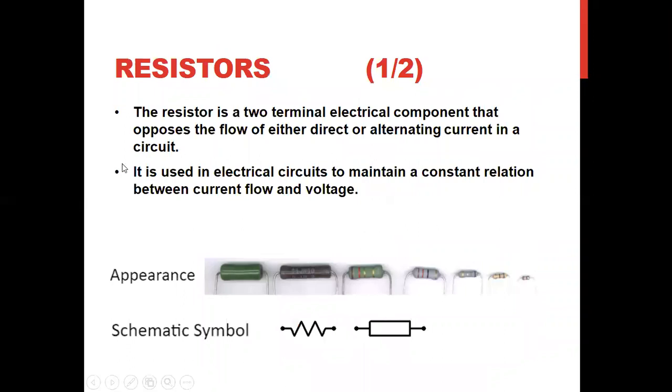Then the resistors. So as we can see, the appearance is this and their circuit symbol is like that. They are two lead or two terminal components, whatever we say. The characteristic of a resistor is to oppose the flow of current in a circuit. By doing that, we can use resistors to regulate the current flow in a circuit, and to maintain a constant relation between current flow and voltage.